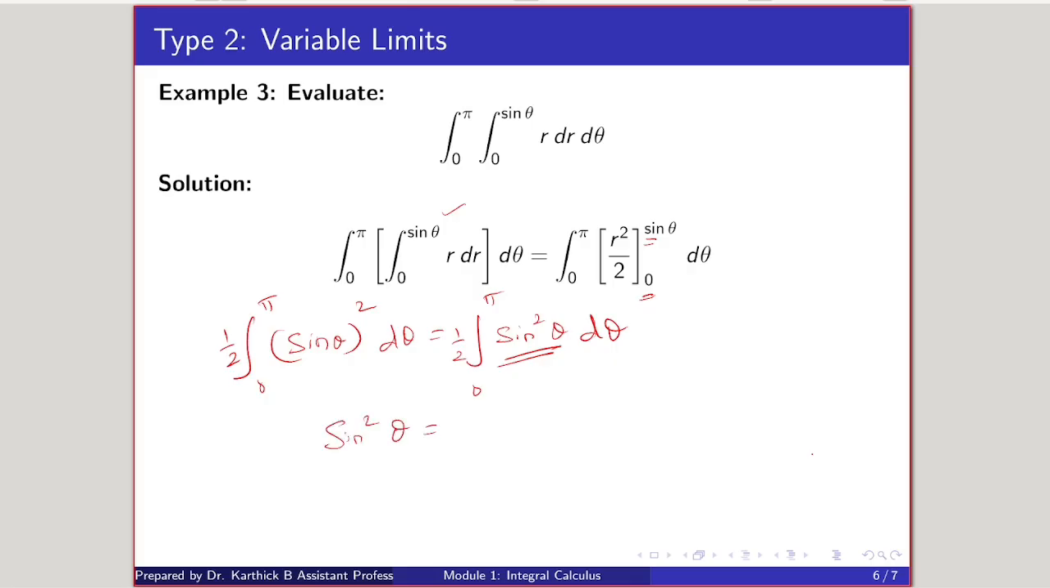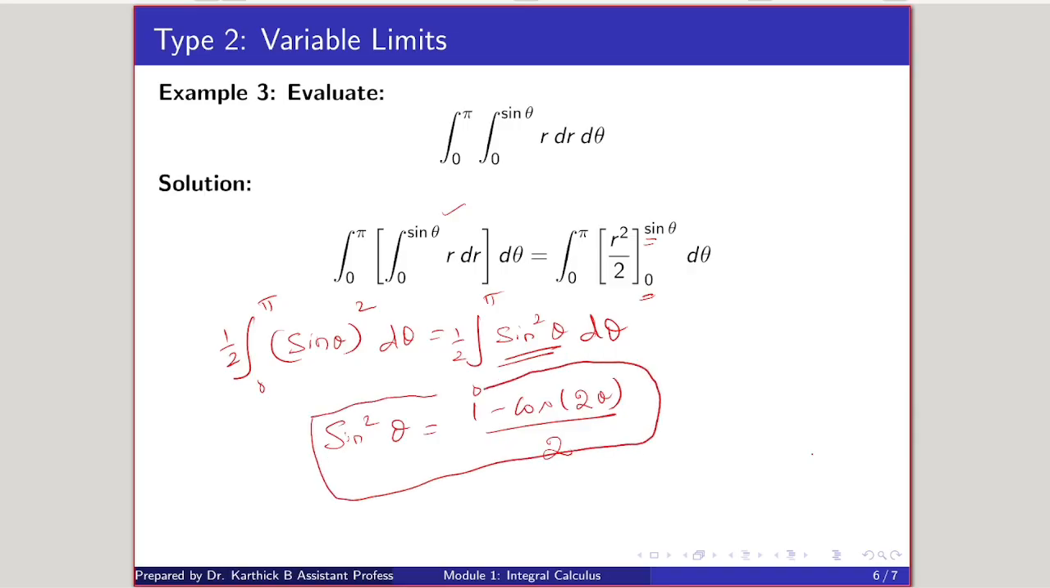We know that sine square theta will be 1 minus cos 2 theta by 2. Therefore, by this formula, we may make a substitution. Already 1 by 2 is there, so we can make 1 by 2 into 1 by 2. So here it will be 0 to pi and 1 minus cos 2 theta into d theta.